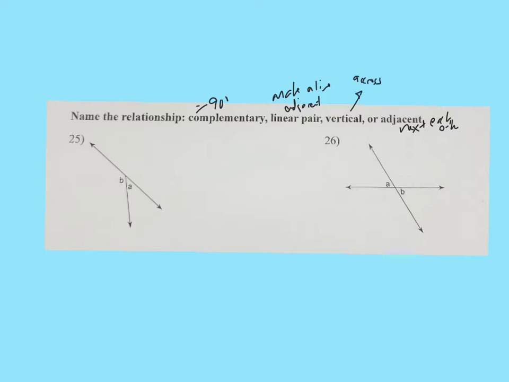So 25, we have A and B. Together they make a straight line, so they're next to each other, so we're going to say linear pair. You do not have to put adjacent because by definition a linear pair is adjacent, even though they could technically be called adjacent.